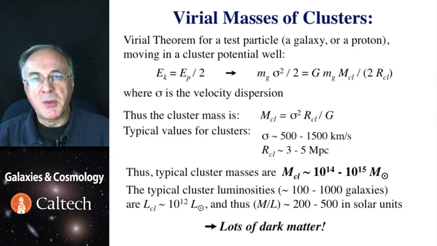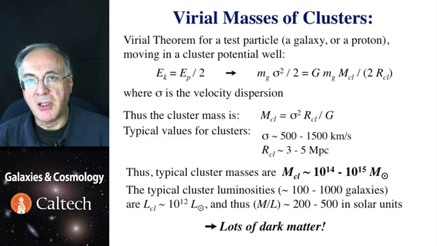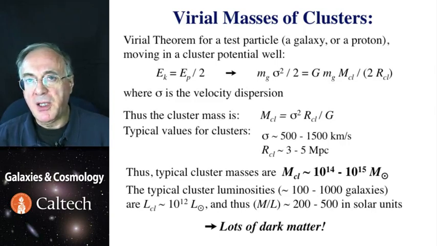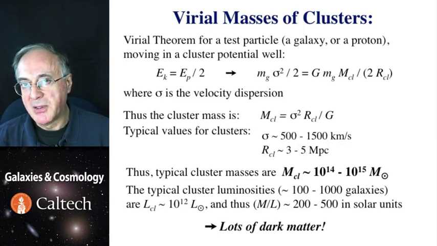Typical cluster velocity dispersions are several hundred kilometers per second, or even up to a couple thousand kilometers per second, for galaxies moving within the cluster potential well. Typical mean separations between galaxies are of the order of a few megaparsecs. Plugging these two numbers into the equation above gives us cluster masses of the order of 10^14 or 10^15 solar masses.